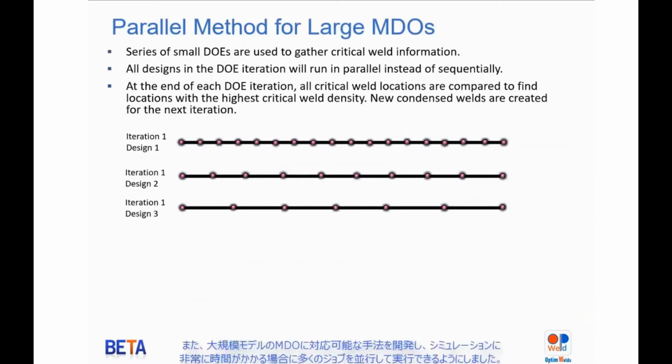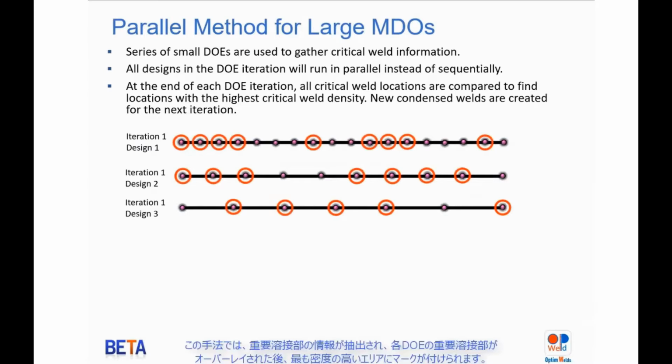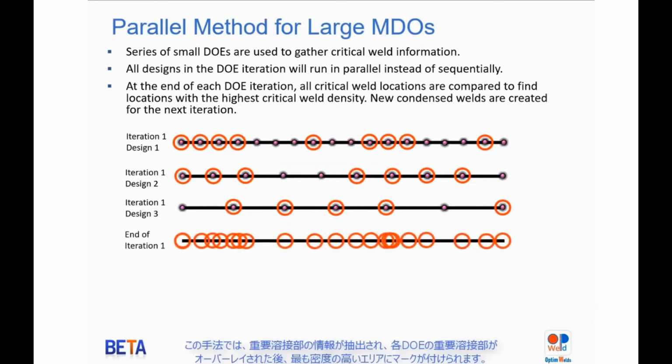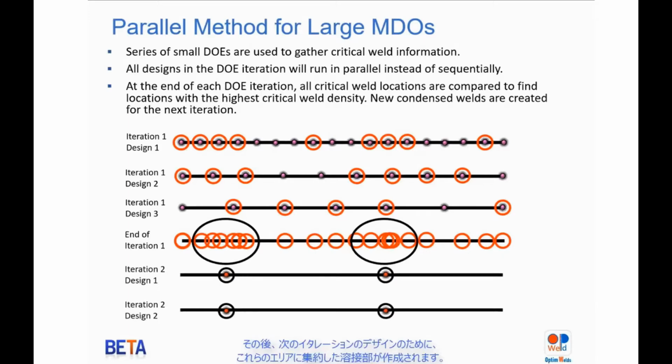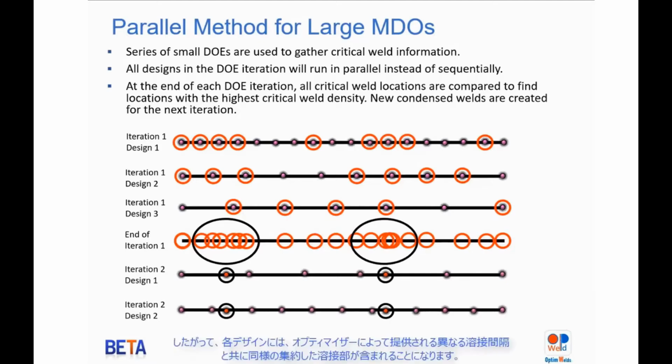We've also developed a separate method that can be used with large MDO problems, which allows for many jobs to run in parallel in cases where the simulations take a significant amount of time. Critical weld information will again be extracted, and after each DOE, critical welds are overlaid and areas with the highest density are going to be marked. New condensed welds will be created in these locations for the next iteration's designs. Each design is going to have the same condensed weld locations, but different weld spacing provided by the optimizer.